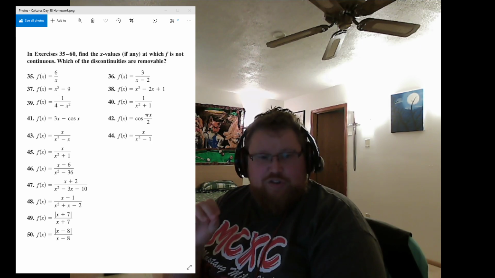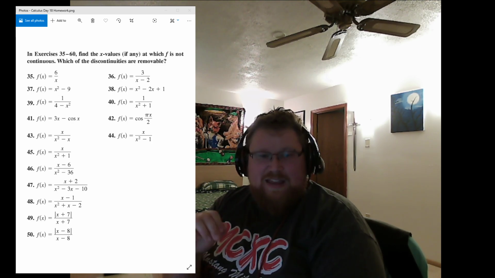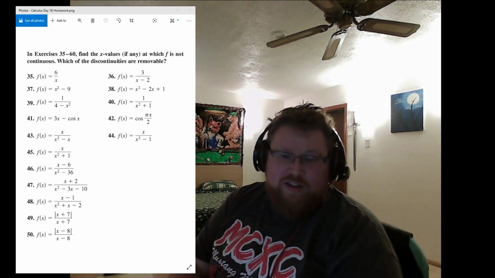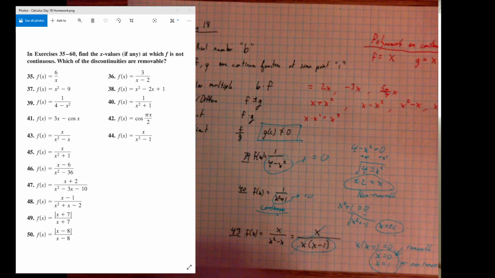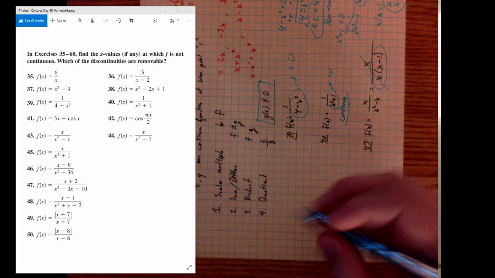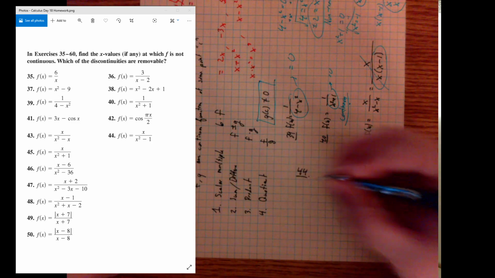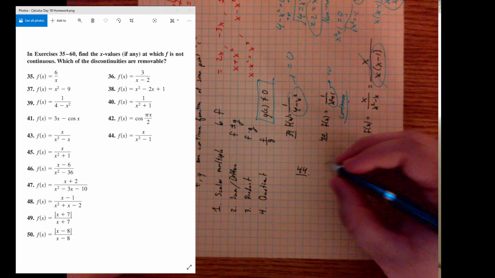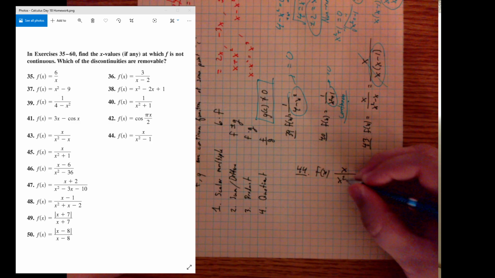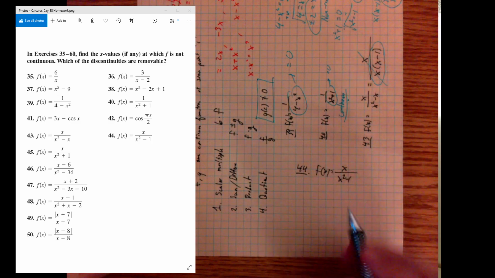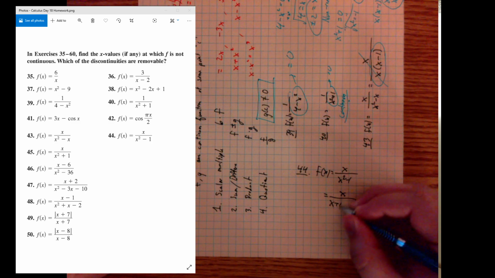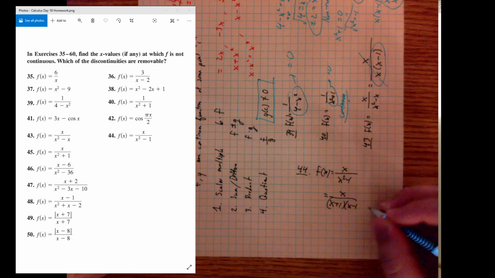Now, just because there's something on top and something on bottom does not guarantee it's going to end up canceling, but that's why you have to check. Take a look at number 44. We run out of space here. Number 44. On number 44, we have an x on top and an x squared minus 1 on bottom. I would recommend, if possible, to factor first. So on top we get x, on bottom we get x plus 1 and x minus 1.